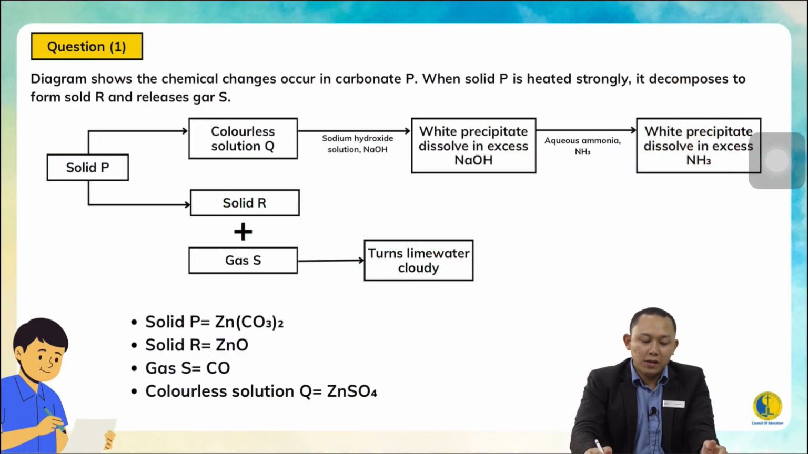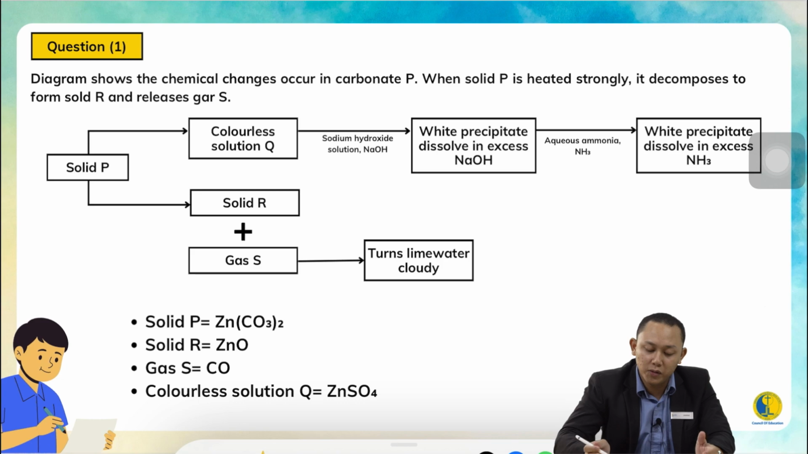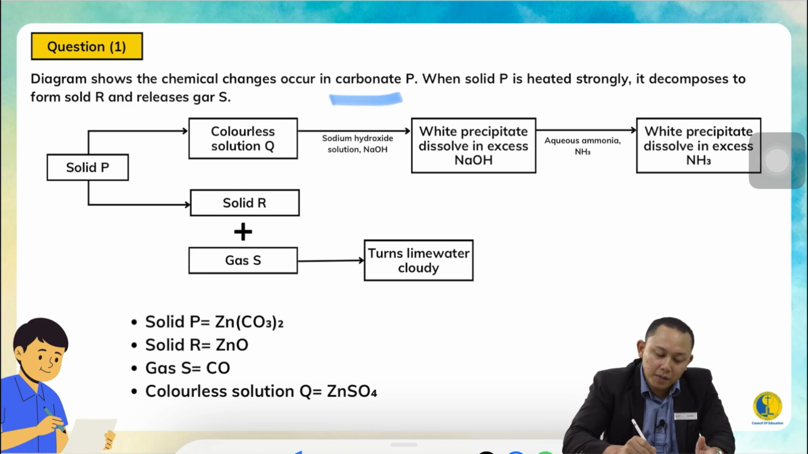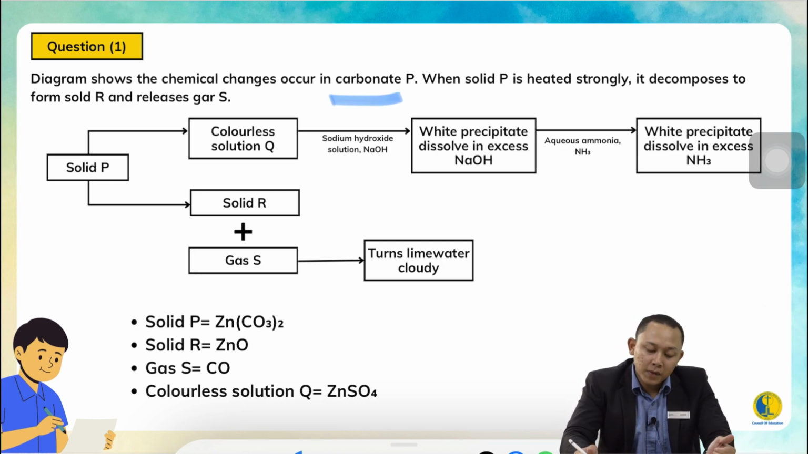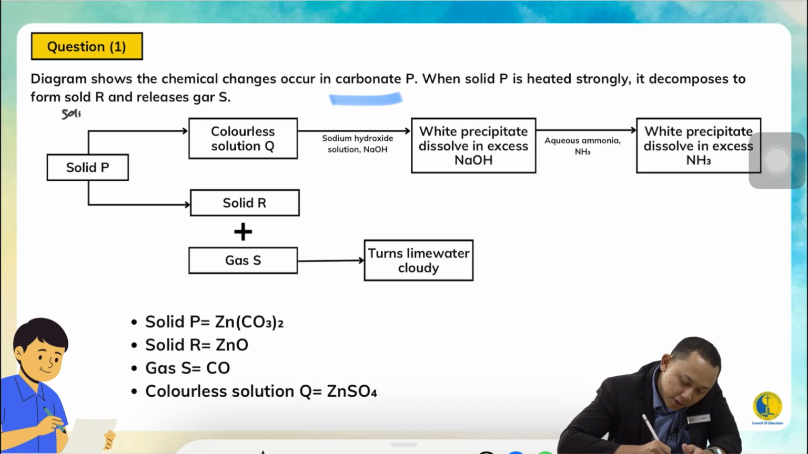Okay, so this is the question that I choose. We're going to use the lesson that we learned just now. Now look at the question. The diagram shows the chemical changes that occur in carbonate P. This one is easy, it is already mentioned that carbonate P means carbonate salt. When solid P is heated strongly, it decomposes to form a solid R and release gas S.